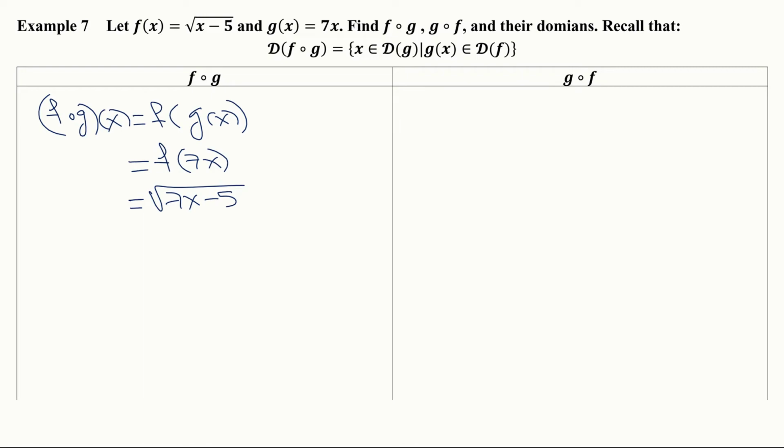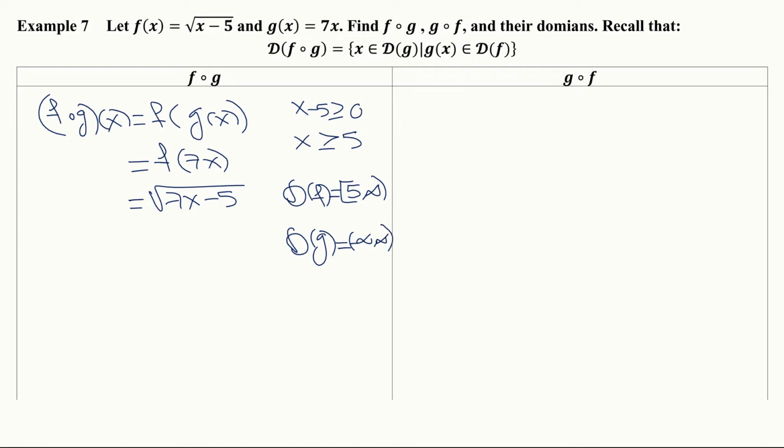Now, we know that the domain of f, because it's a square root, is going to have to be all numbers that keep this non-negative. In other words, we want x minus 5 to be greater than or equal to 0. So we want x to be greater than or equal to 5. So the domain of f is going to be bracket 5, comma, infinity, right? The domain of g is all reals because g is just a simple polynomial function, right?